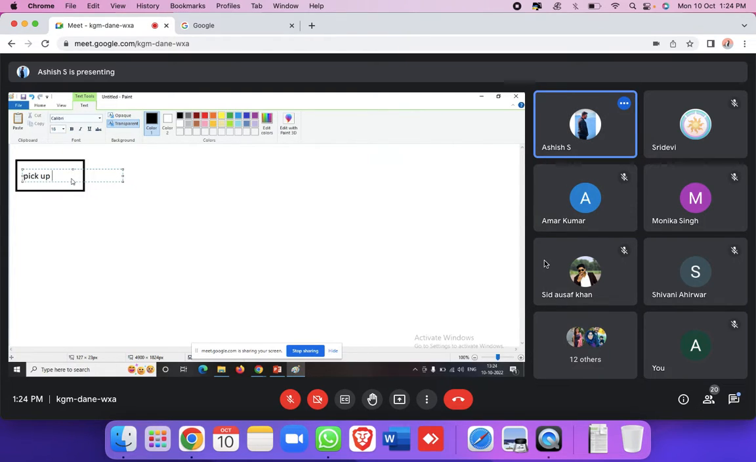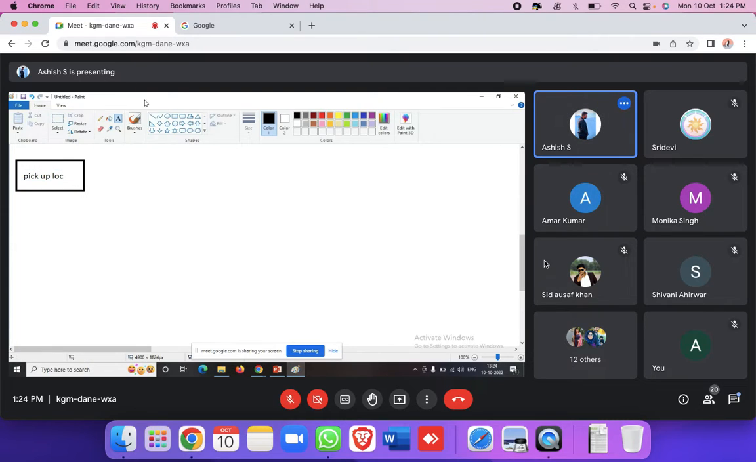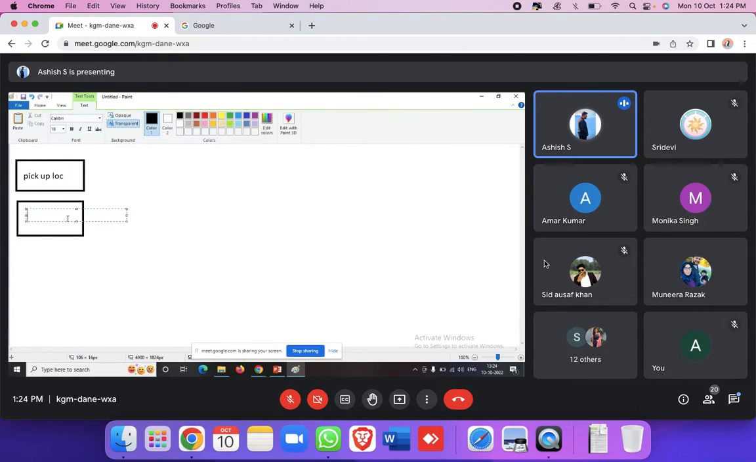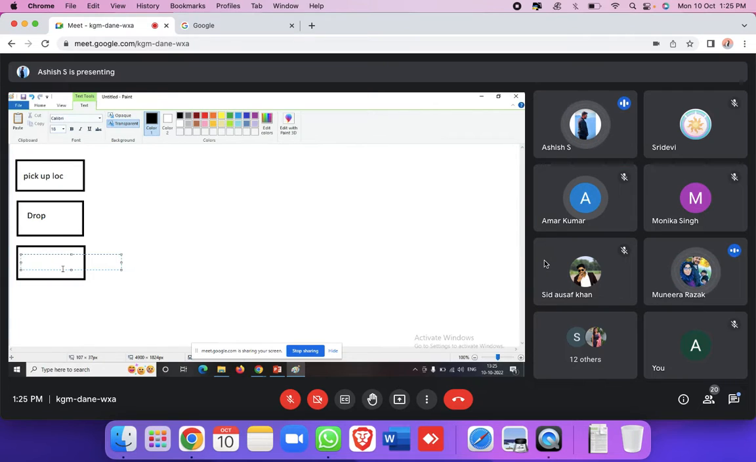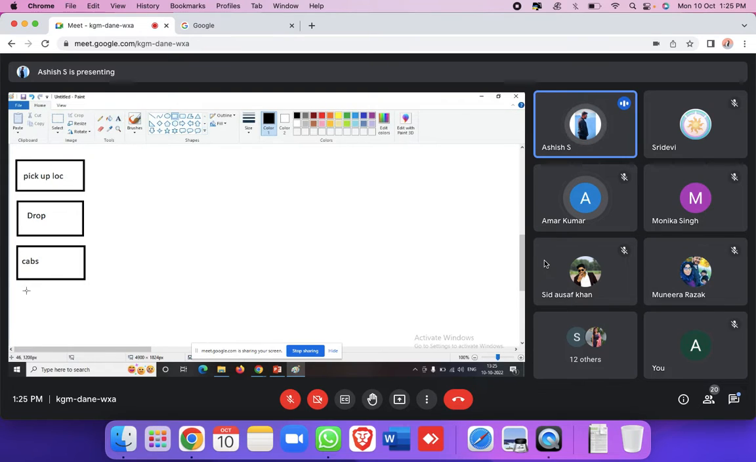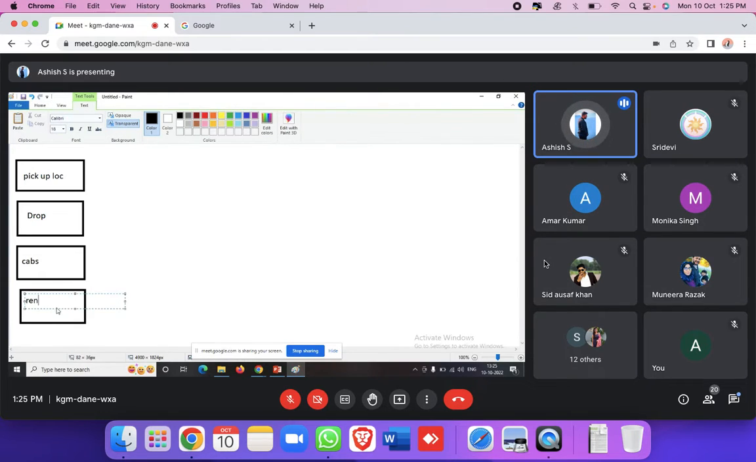And destination point, drop. Next, when? Do we have time? I mean, when. Yes, sir, now and time. Okay, let us take cabs. Then we have autos. Rental we can take, but I think it will come under cabs. Auto we will take.